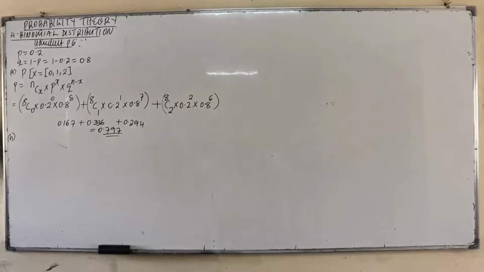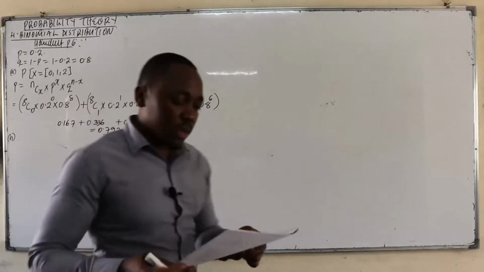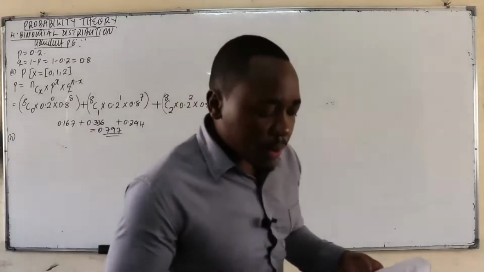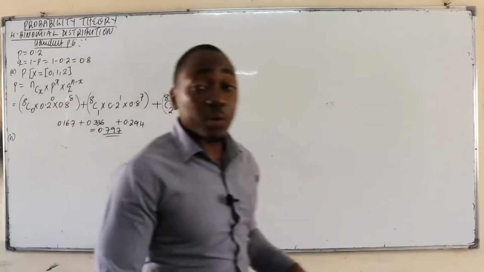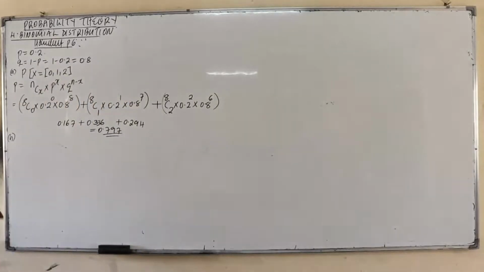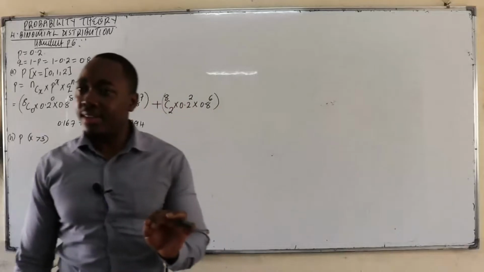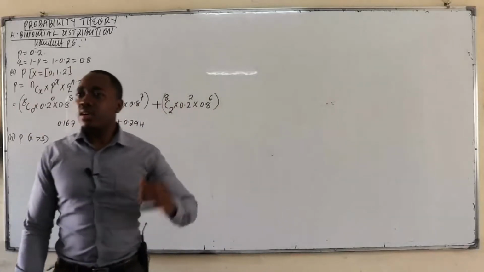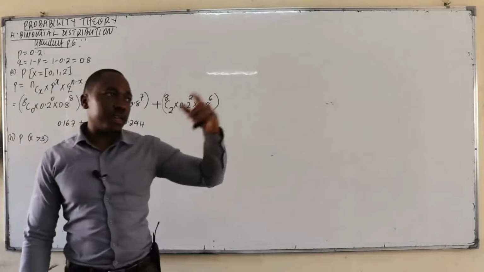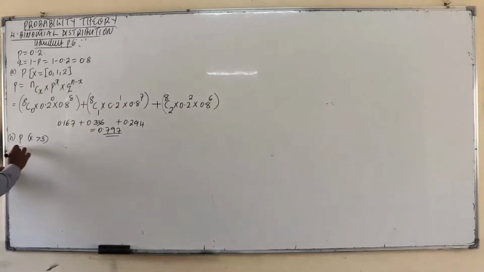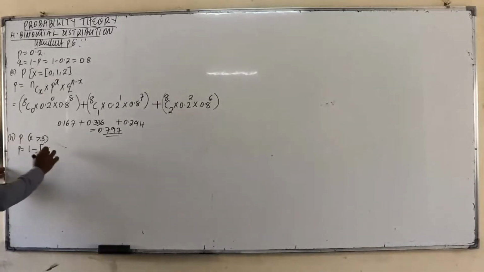Number B of the question. Find the probability that more than three customers will request for a refund. More than three: probability that X is greater than three. So if it's greater than three, not at least three, that means it's 4, 5, 6, 7, 8, which is the same as taking the probability of 1 minus the probabilities of 0, 1, 2, and 3.